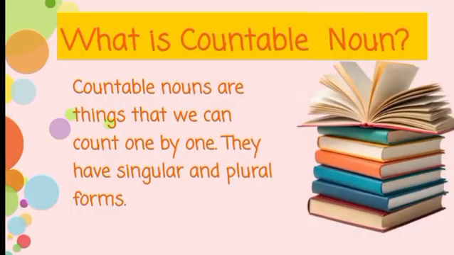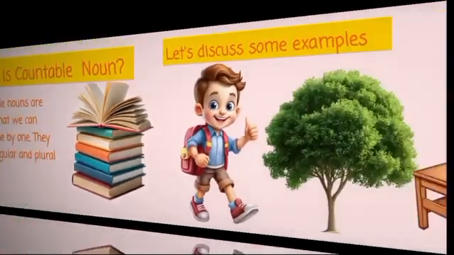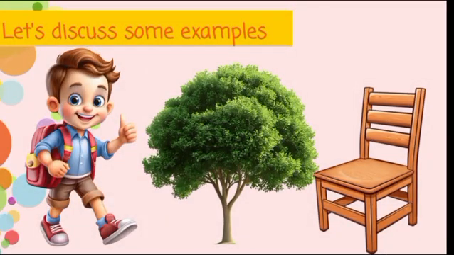So, what is a countable noun? Countable nouns are things that we can count one by one. They have singular and plural forms. For example, as we discussed, fish, banana, and house. Look here, we have some other examples. Here we have boy, tree, chair. They also have plural forms: boys, trees, chairs. So they are also countable nouns because we can count them one by one.